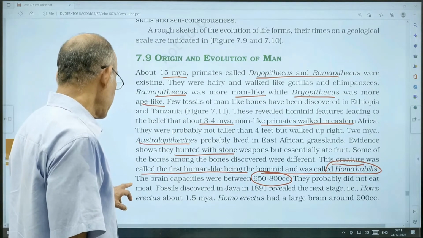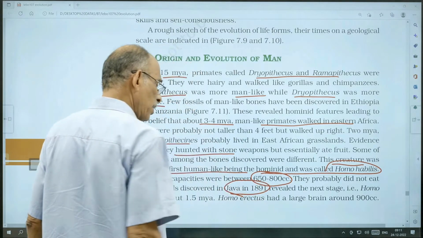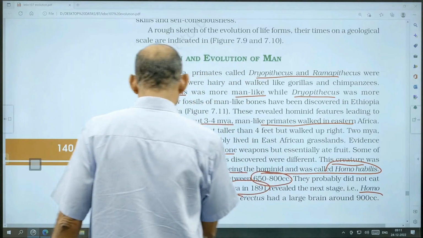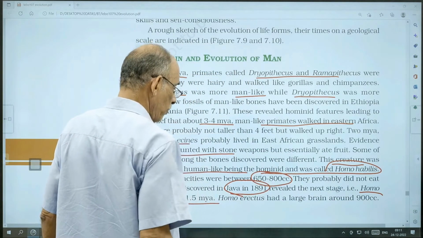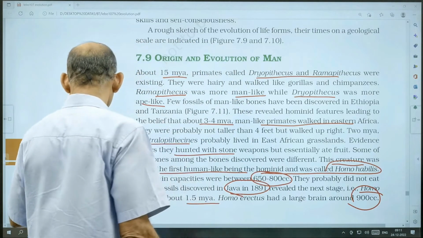Then the next evolution is the Java man, a fossil recovered from Java in 1891. They are known as Homo erectus, 1.5 million years ago, and their brain size is 900 cc.